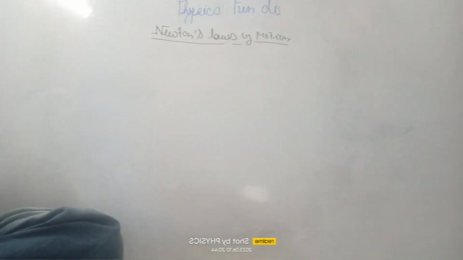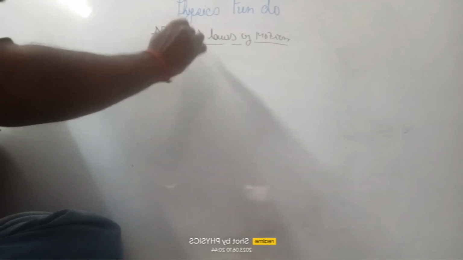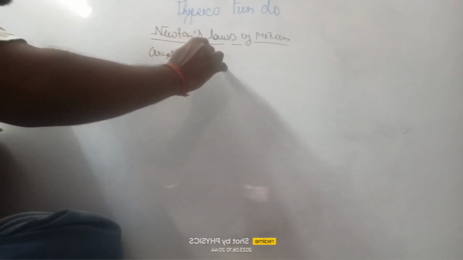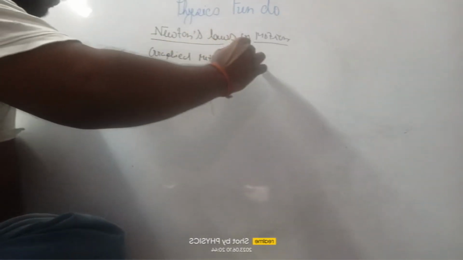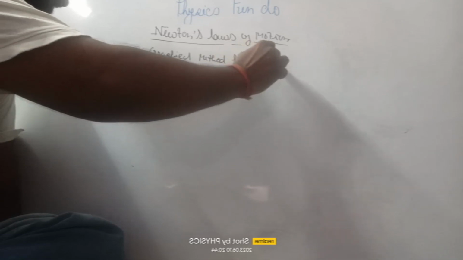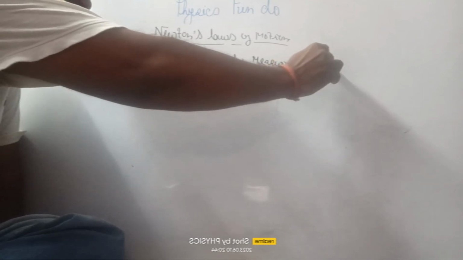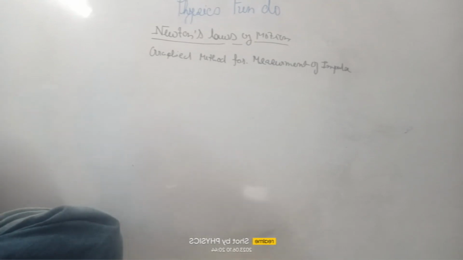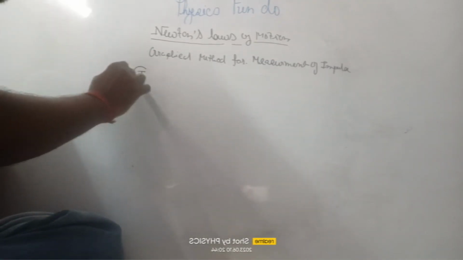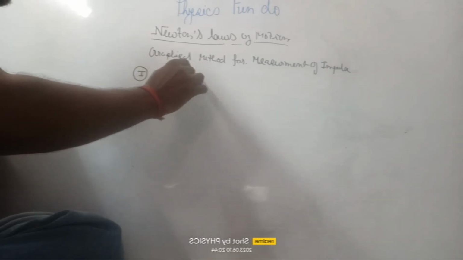What is the first topic? First topic is graphical method for measurement of impulse. Number one, for constant force.